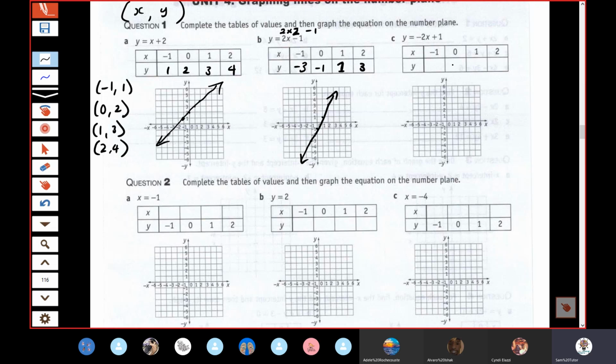Okay, so Maya, what do you have for the y values here? This one, C, the one that we're doing. 3, 1, -1, -3. Cool. And then x is -1, y is 3, so somewhere there. X is 0, y is 1. X is 1, y is -1, somewhere there. X is 2, y is -3, somewhere there. And then again, draw a straight line.